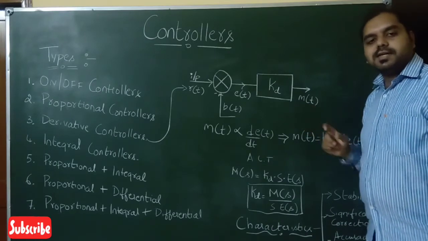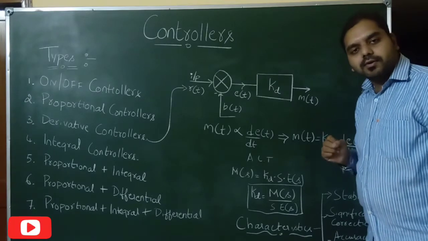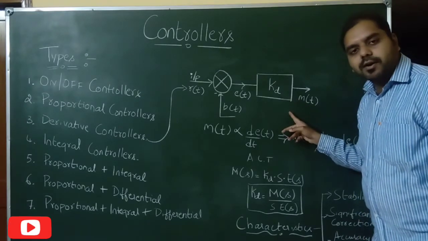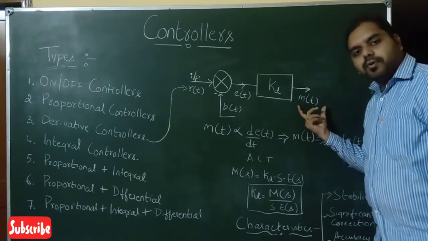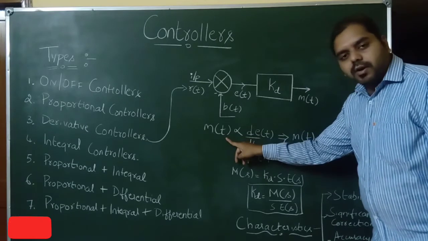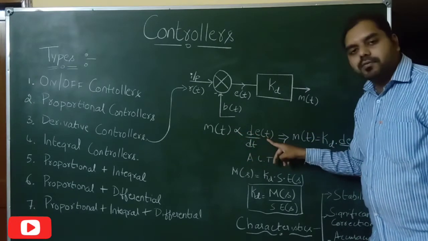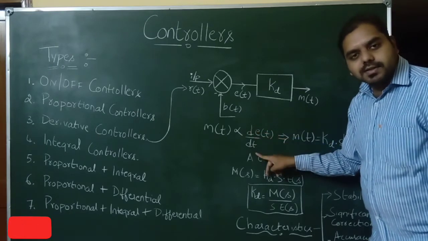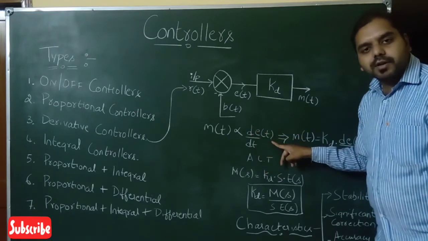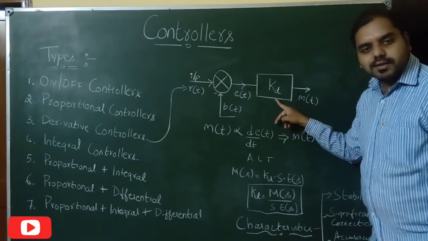Now, while using such a controller, let's see what is the characteristic that is being added to our control system. Whenever we are using a derivative controller, our manipulated output mathematically will be represented like this. Manipulated output, or m of t, is proportional to d by dt of e of t. Now, this d by dt represents the time derivative of our error signal, which is nothing but the input given to this derivative controller having a gain kd or transfer function.